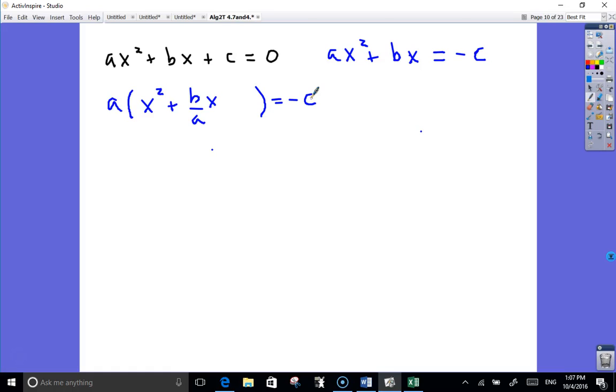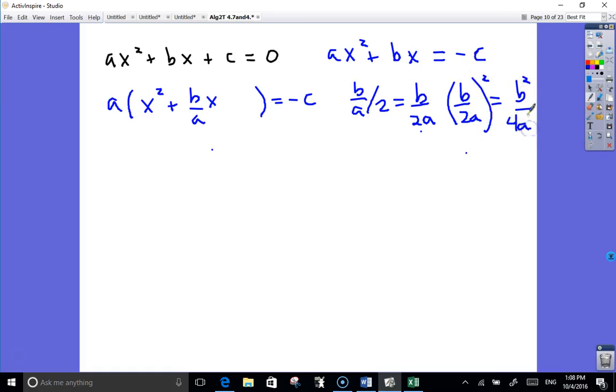Divide the coefficient of the middle term by 2. What will that be? b over a divided by 2 equals b over 2a. And then what? And then you square it, right? So b over 2a squared equals b squared over 4a squared. Okay, so that's what we have to add inside the parentheses.